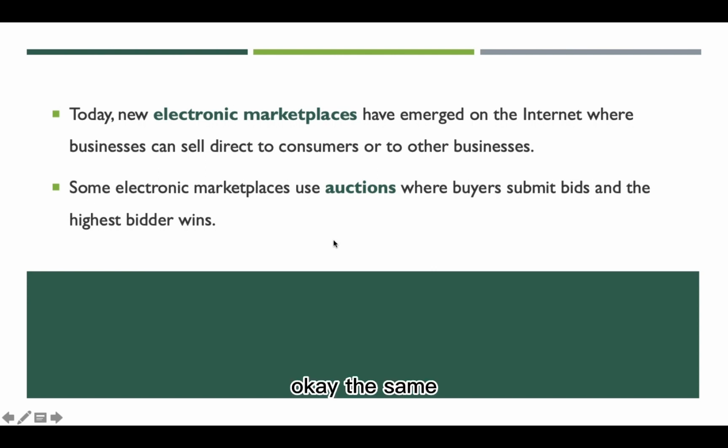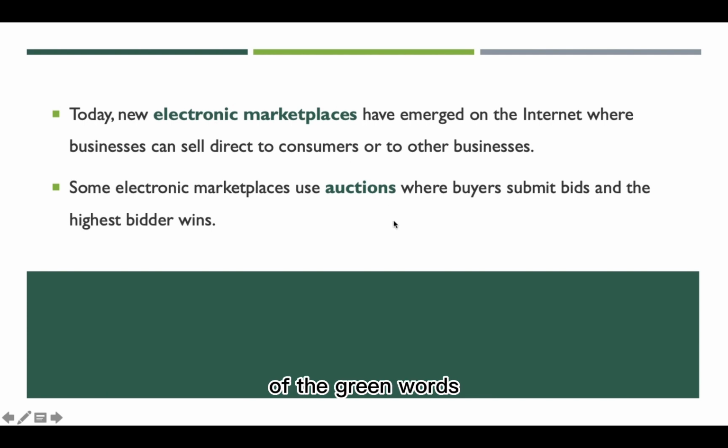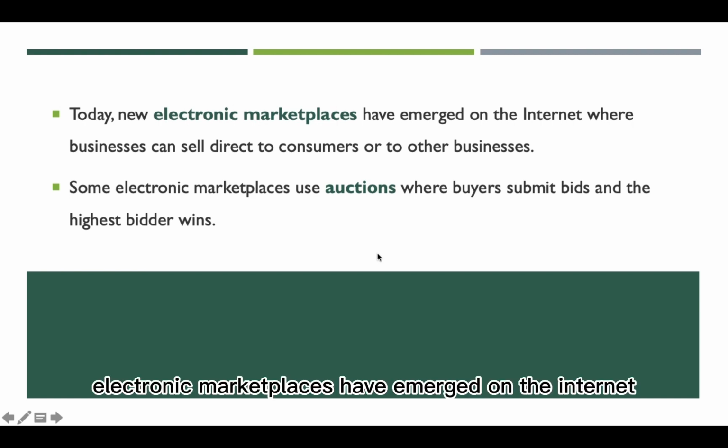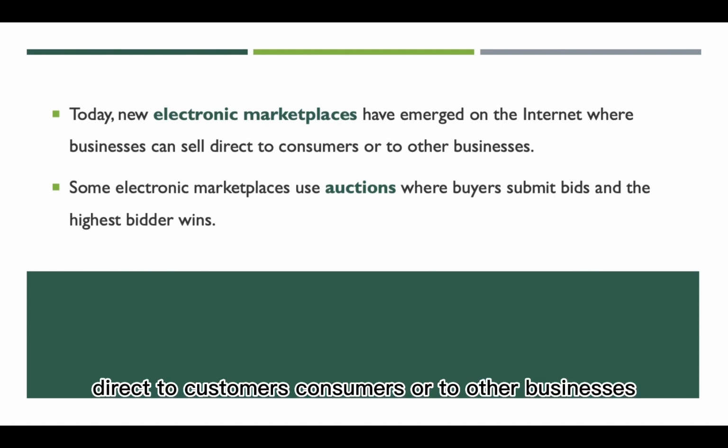Okay, the same. Please press the pause button and read these 2 sentences and use the given sentences to decide the meaning of the green words. Okay, I assume you finished what I asked you to do. Let's take a look at the first sentence. Today, new electronic marketplaces have emerged on the internet where businesses can sell direct to consumers or to other businesses.